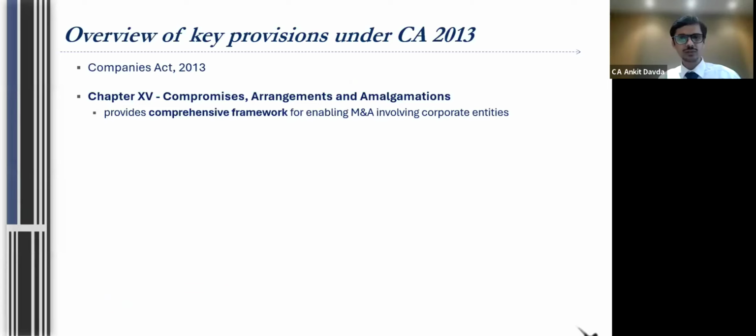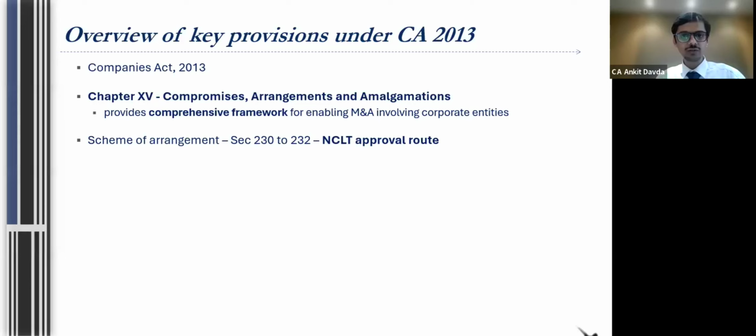So, taking it forward, the provisions under the Companies Act 2013. There is a chapter 15. The entire company law has been divided into different chapters. Chapter Roman 15 is known as Compromises, Arrangements, and Amalgamations. As the name suggests, it is a very wide, comprehensive framework which enables M&A, mergers and acquisitions, among corporate entities. It's not only specific to amalgamation or fast track merger, but comprises provisions which run from section 230 to 237 or so.